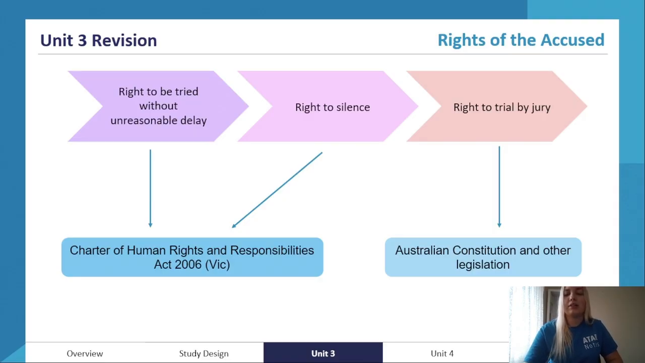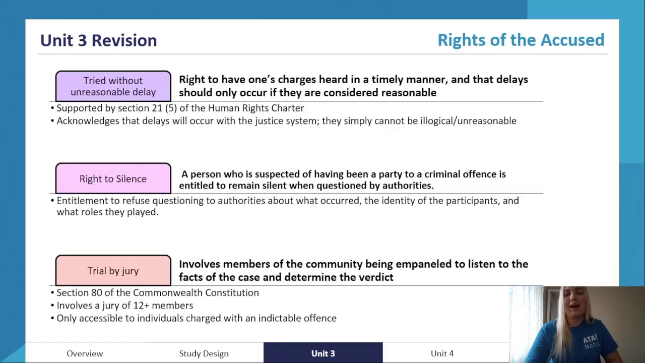Now, we also have the concepts of the rights of the accused and rights of the victims. So the ones that you need to know, the right to be tried without unreasonable delay, the right to silence, and the right to trial by jury. And I've listed there which legislation protects which is not a must know, but some students like to put acts and stuff in responses to show off a little bit. I know I used to. But let's go into them in a little bit more detail.